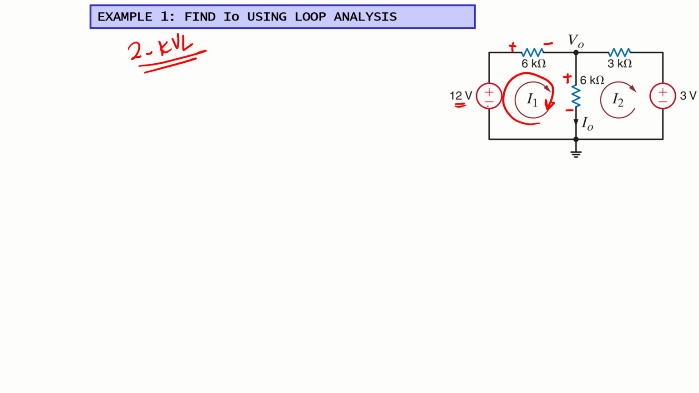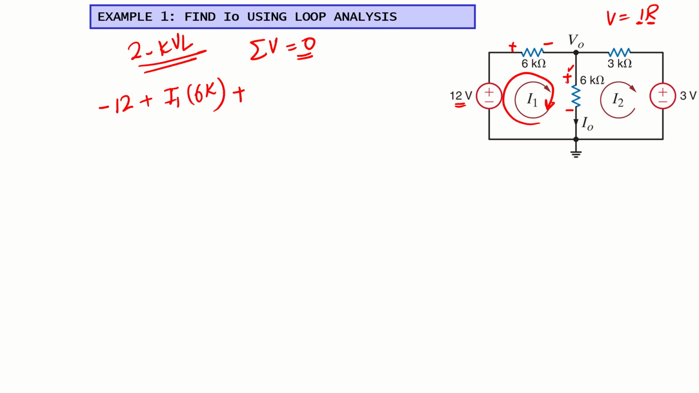Starting from this voltage source, I can write -12. KVL is basically that the sum of all voltage drops in a loop is equal to 0. So -12, then the voltage drop across the 6 kilo ohm resistor. Using Ohm's law, V is equal to IR. The voltage drop across any resistor will be the current multiplied by the resistor value. The current flowing through this resistor is I1, so I can write plus I1 times the value of the resistor, that is 6K.